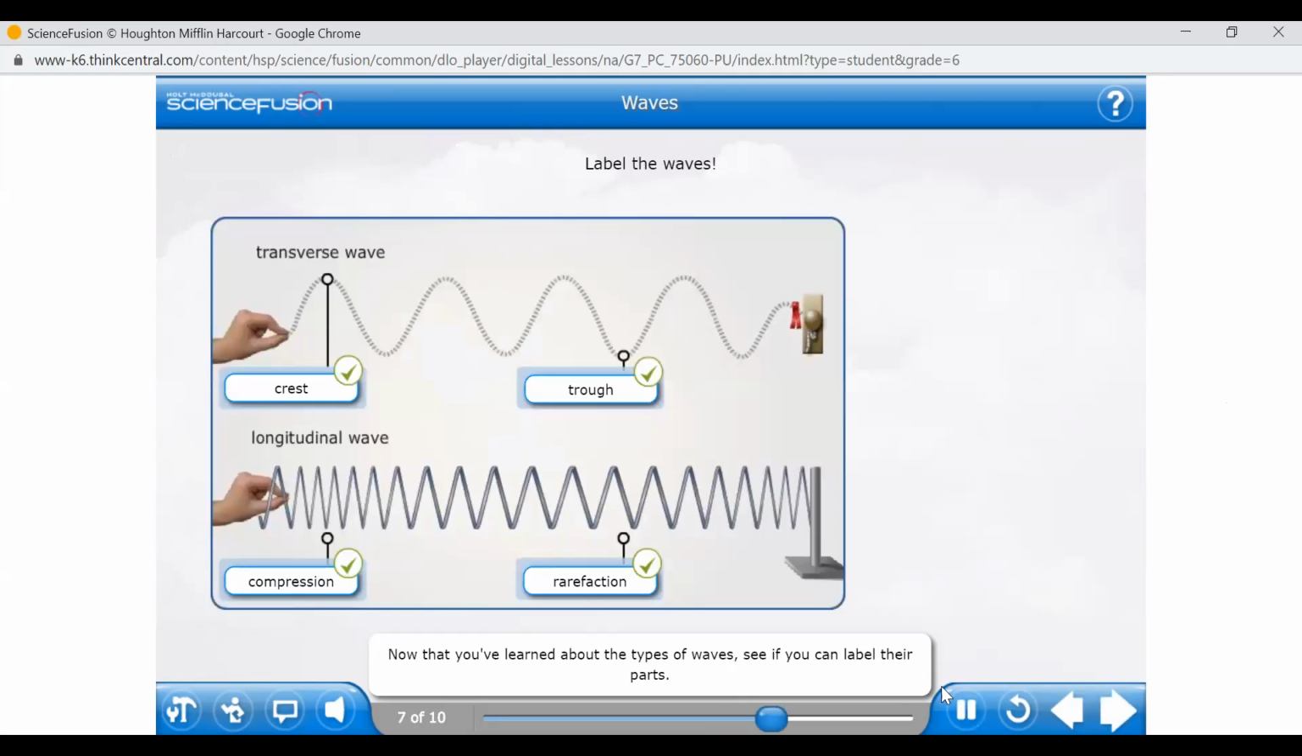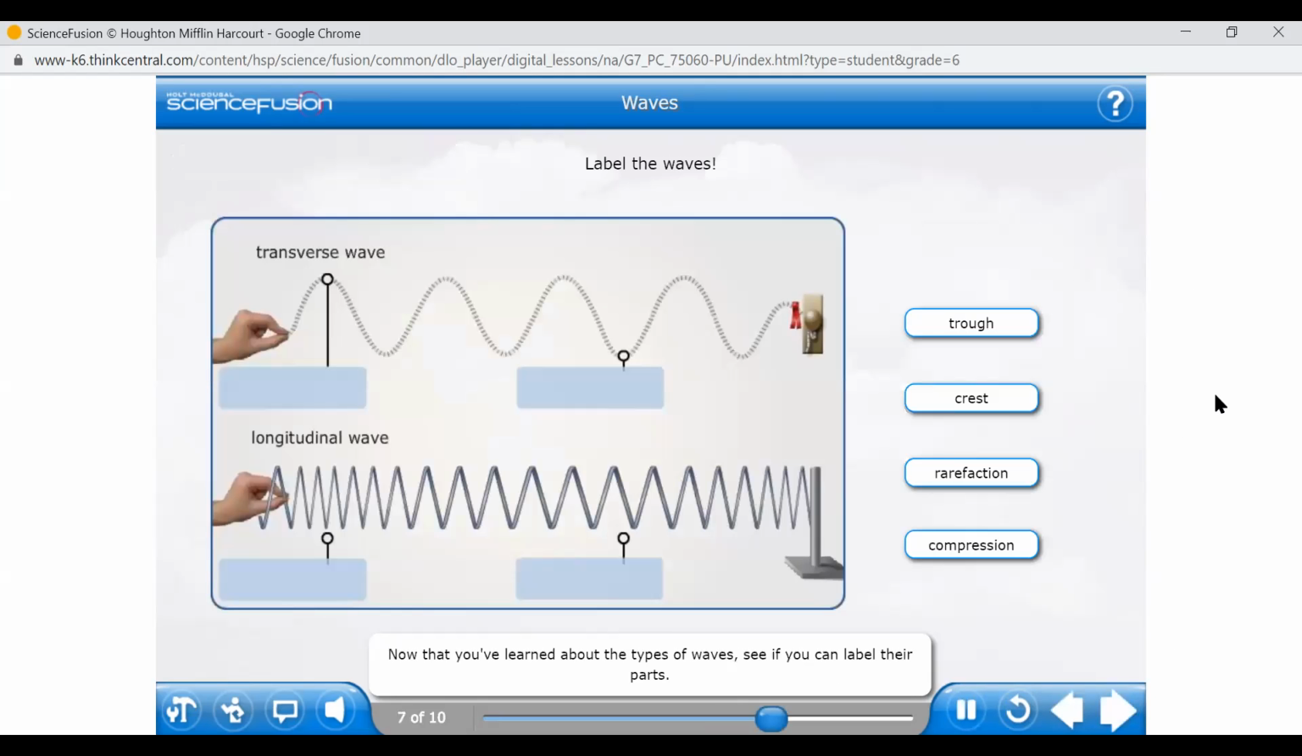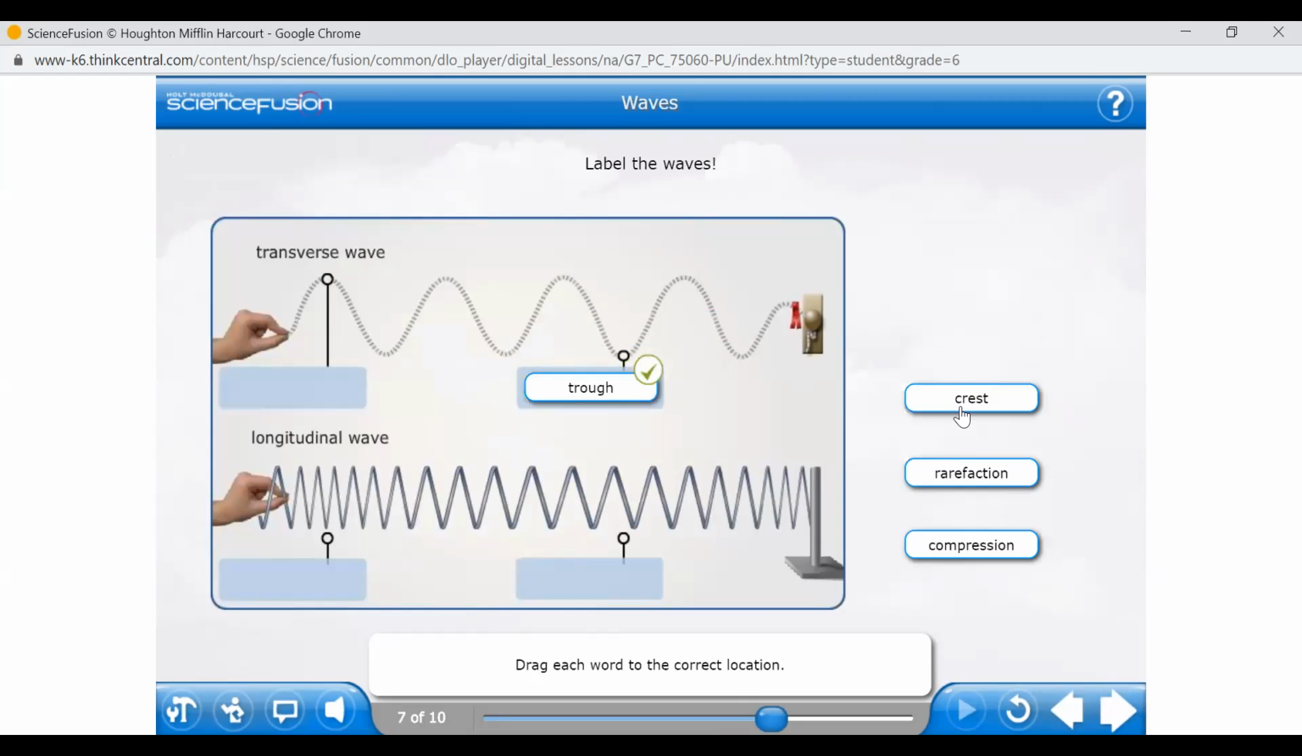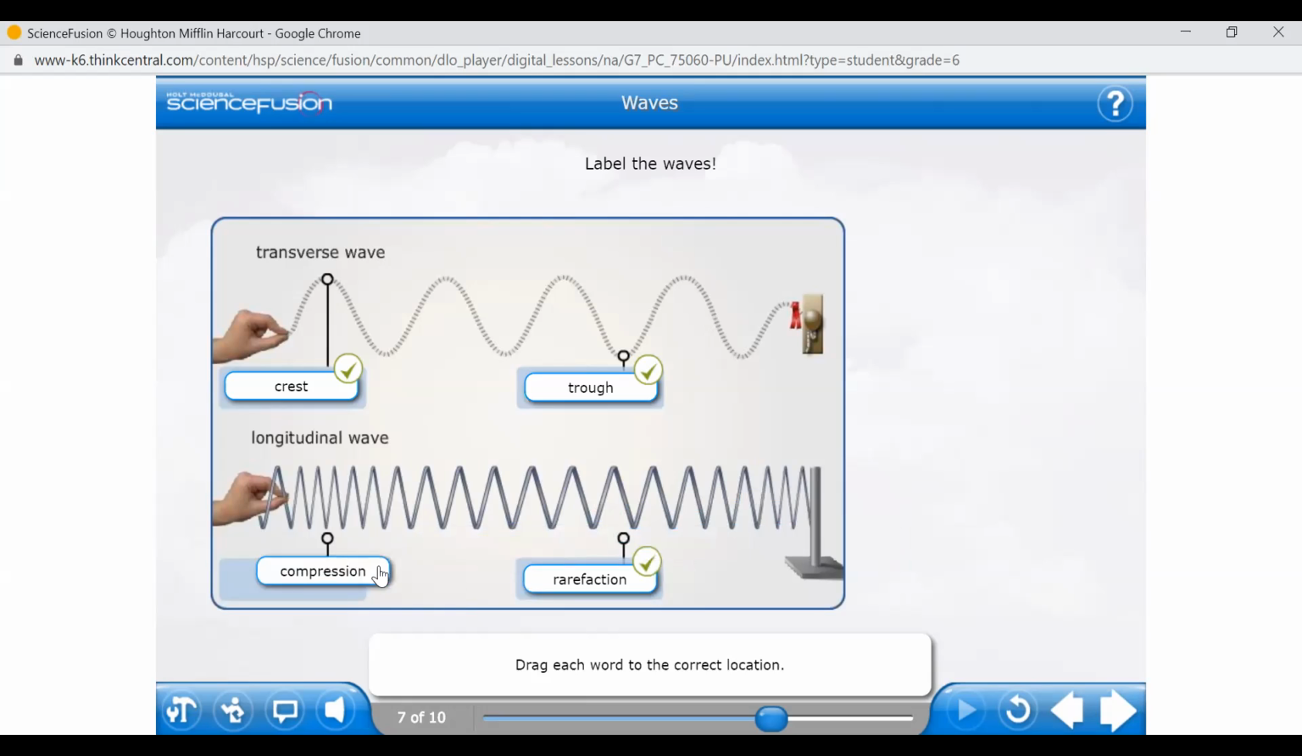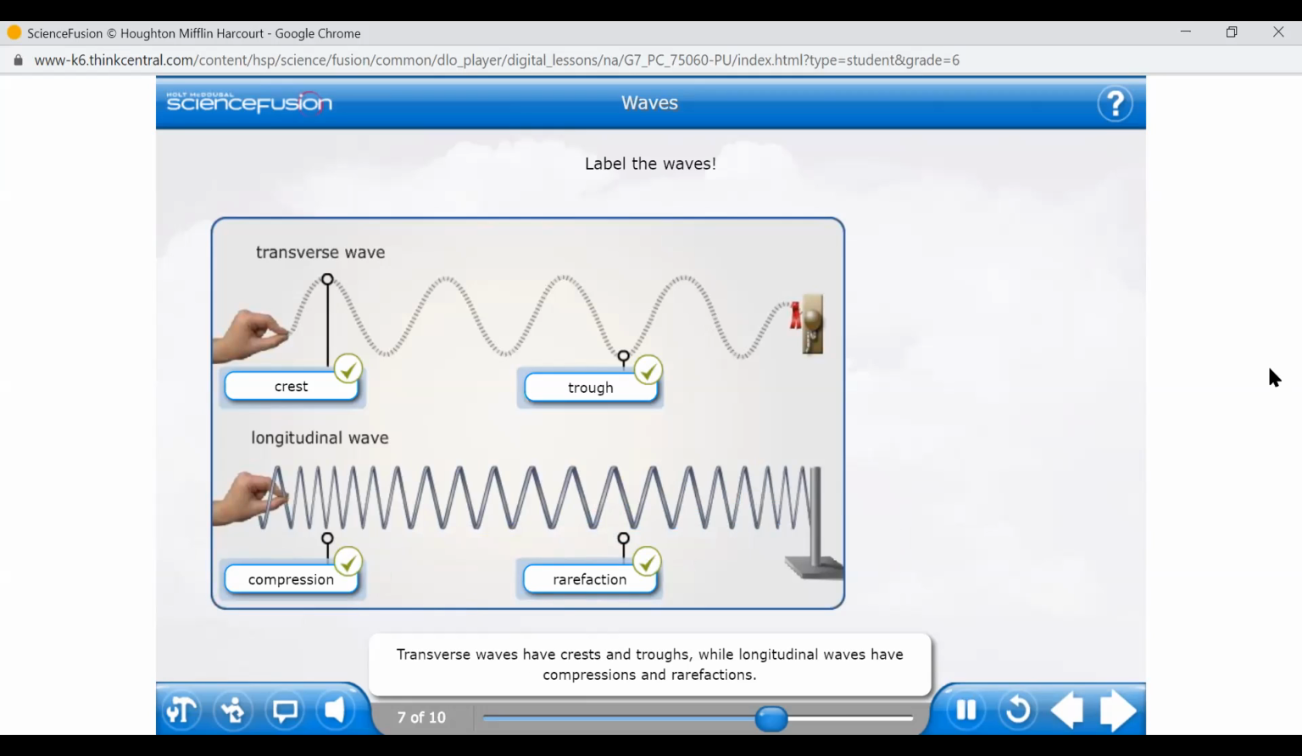Now that you've learned about the types of waves, see if you can label their parts. Drag each word to the correct location. Great job! Transverse waves have crests and troughs, while longitudinal waves have compressions and rarefactions.